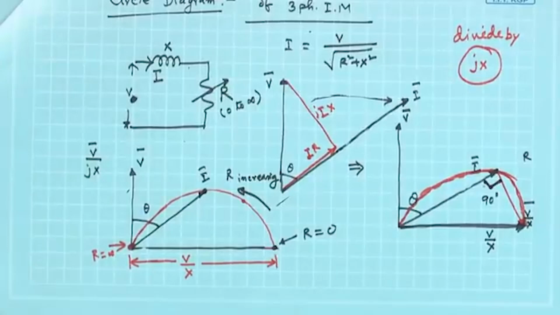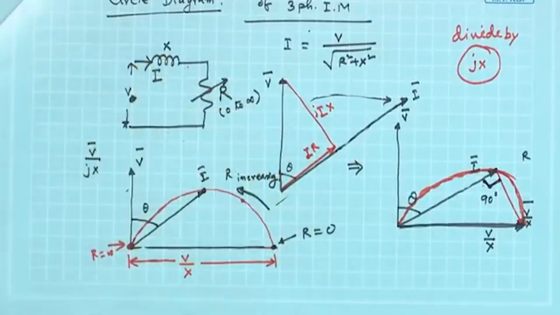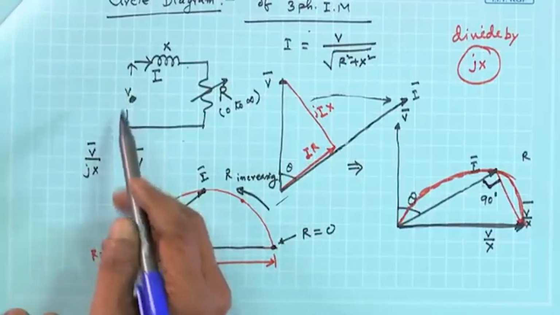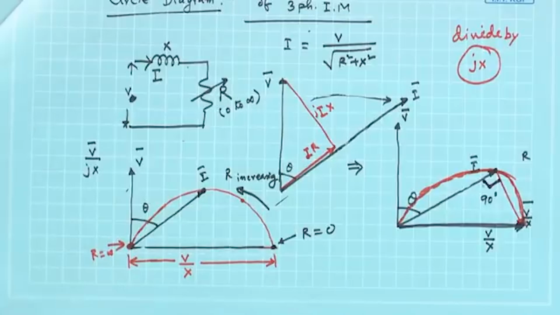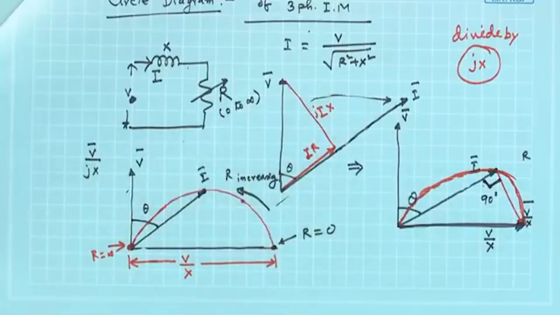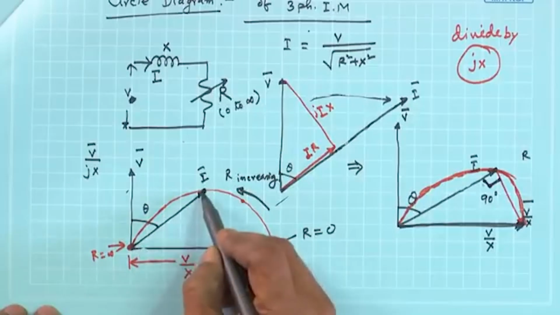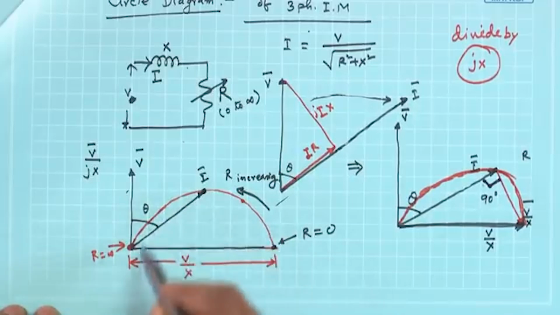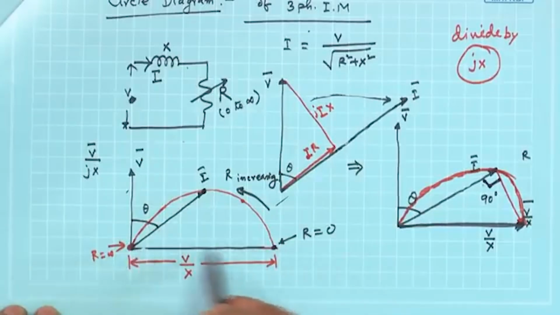Welcome to this course on new lectures. Last time we just started the circle diagram of a 3-phase induction motor, and as a prelude to this we verified that in case of any R L circuit, if it is excited by a fixed voltage at fixed frequency, and the resistance is varied from 0 to infinity, then the locus of the tip of the current phasor will be a circle, and the diameter of the circle will be V by x, where x is inductive reactance.